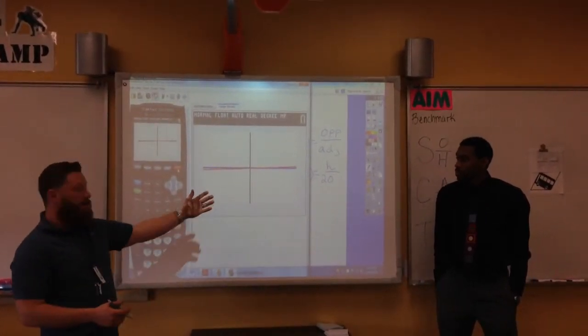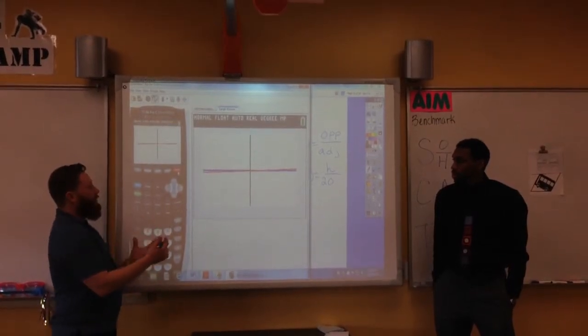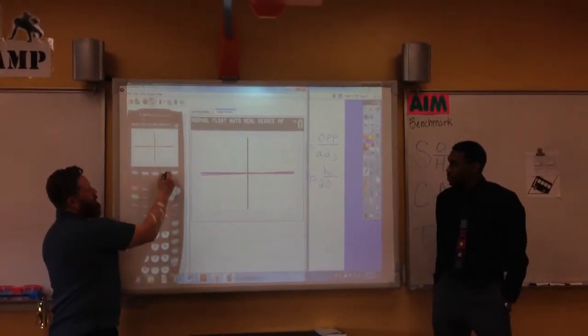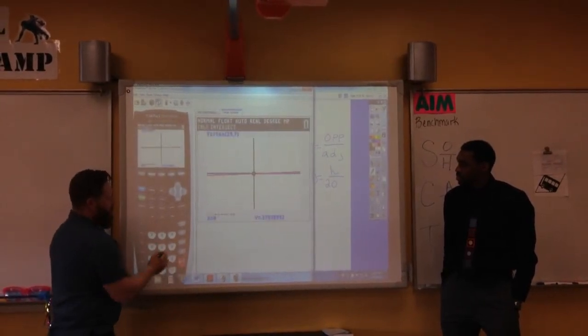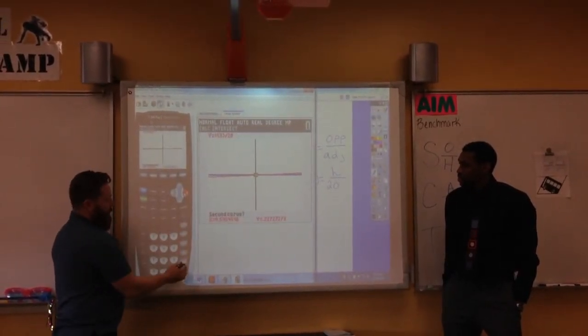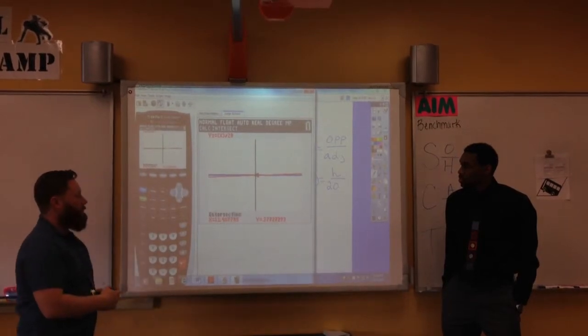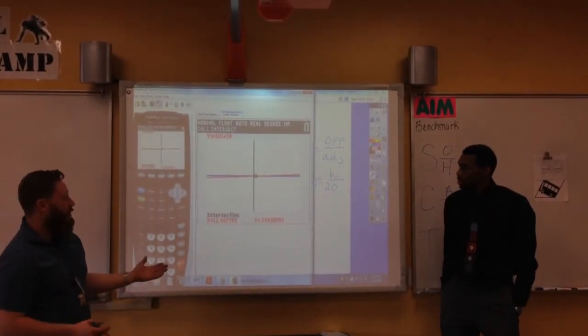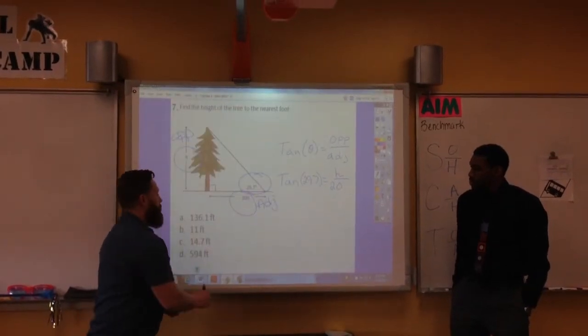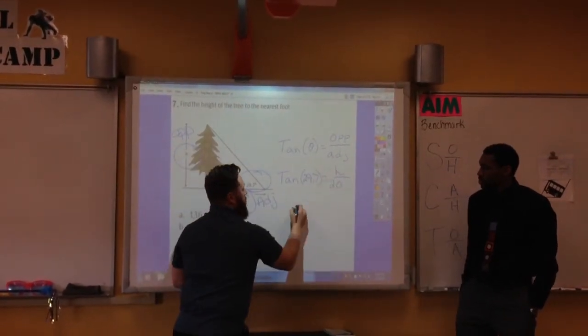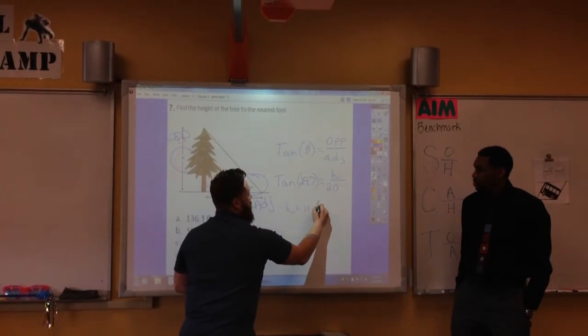So I see that they cross. Now what I'm going to do is I want to find that point of intersection. I'm going to do second, trace, 5, which is intersect. Press enter, right arrow, enter, enter. And we get x is 11.407, so 11.4. So I'm going to write that. We have x, or really h here. H is 11.4.